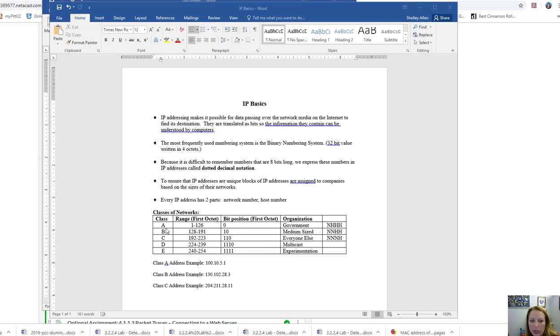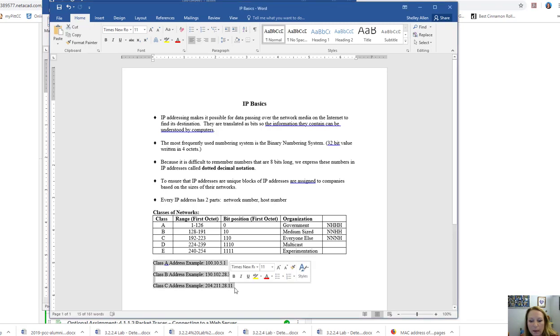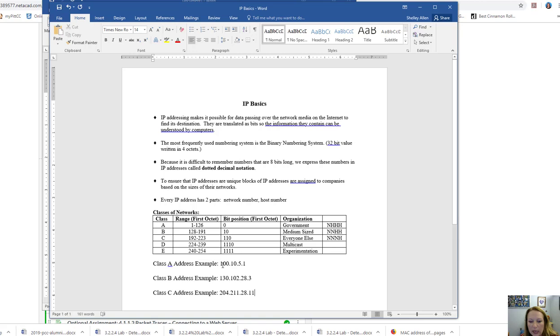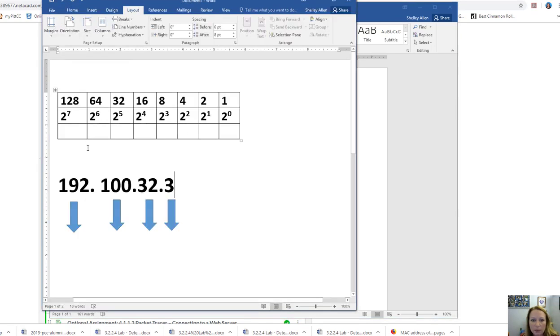There's various classes. There's Class A, B, C, D, and E. So what does that mean? Well, if we look at the range of each number, I'll make this a little bit larger so you can see it, you'll notice that there are various numbers here. Now, each one of these is an octet. So if you'll remember from looking at binary, there are binary numbers. So let me show you that.